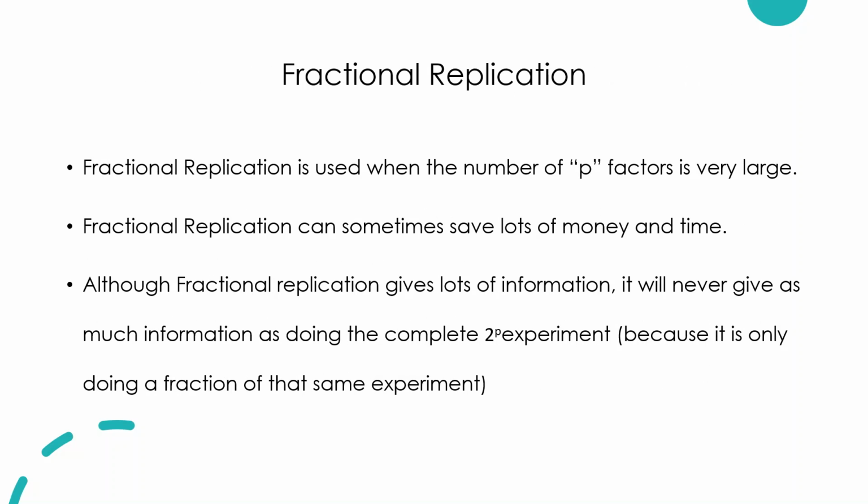Fractional replication is another special case in 2^p factorials, and it's used mostly when the number of p factors is very high. Although fractional replication gives lots of good information, it will never give you as much information as doing the entirety of the 2^p factorial experiment.